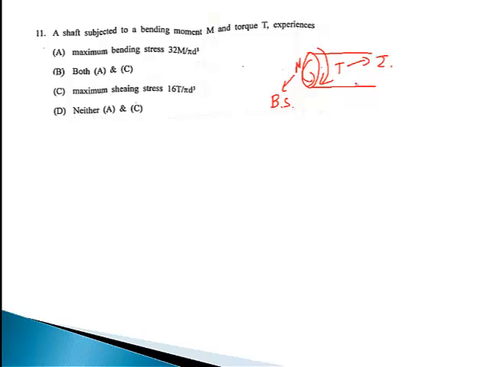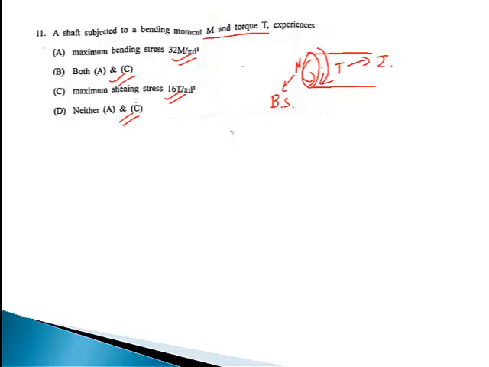The question gives options: maximum bending stress will be generated, this is the value; maximum shear stress will be generated, this is the value; both A and C will be generated; neither. Though we have M and T, obviously both will be generated, but will the maximum bending stress equal this value, will the maximum shearing stress equal this value? So let us check whether it's correct or not.